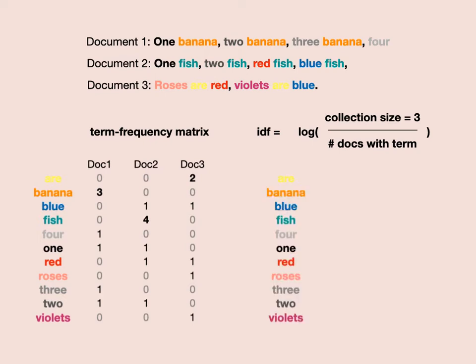Its document frequency is 1. It only occurs in document 3. Banana also is a one-off. Blue happens twice. Fish and 4 are one-offs, and so on down the line. Again, give a sad shake to violets.